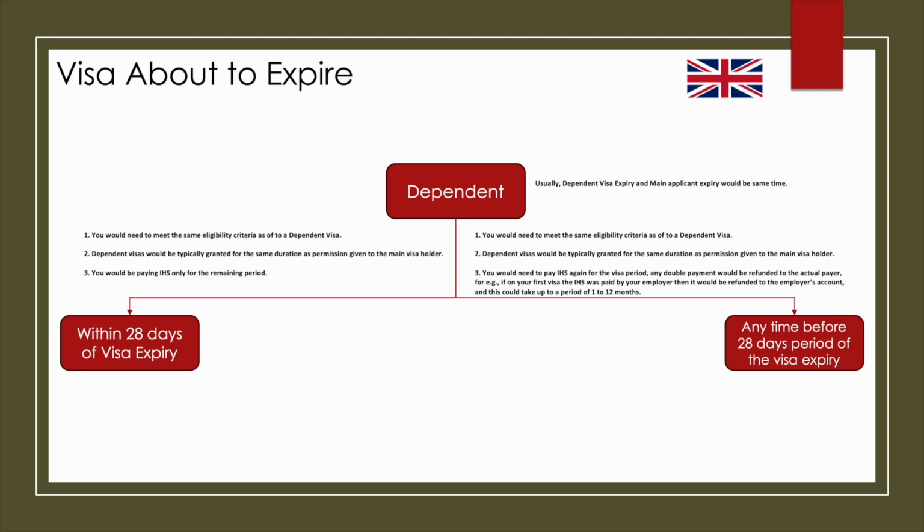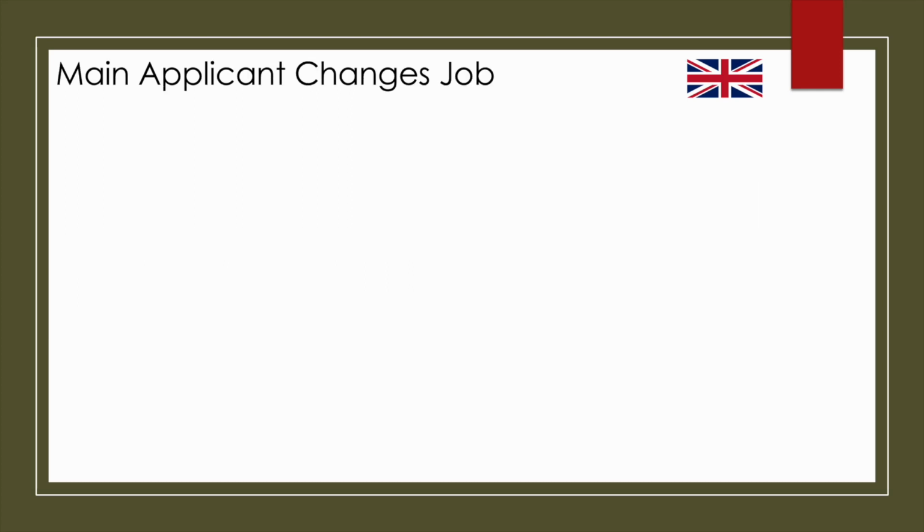For example, if on your first visa the IHS was paid by your employer, then it would be refunded to the employer's account. And this could take time between 1 to 12 months. And if you paid for the IHS yourself, it's the same rule. Now let's look at the second scenario where the main applicant changes job.